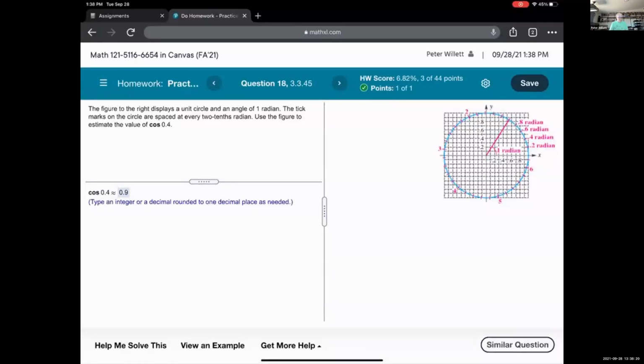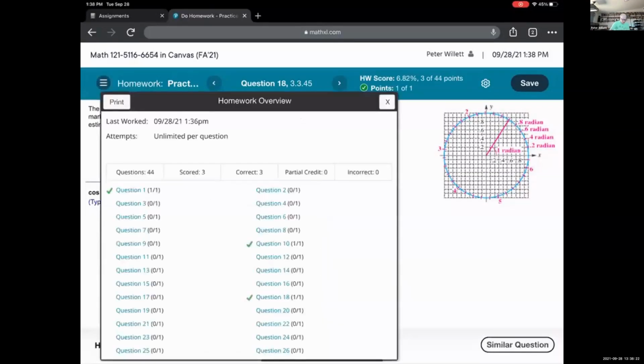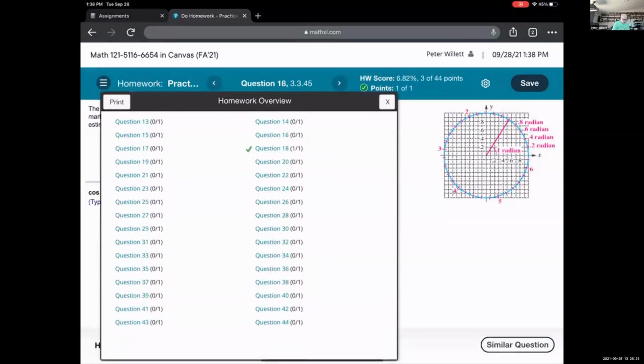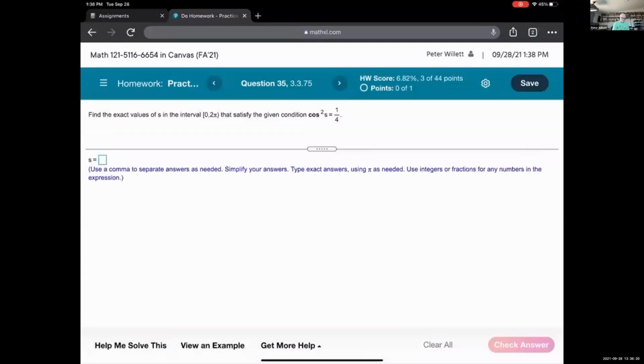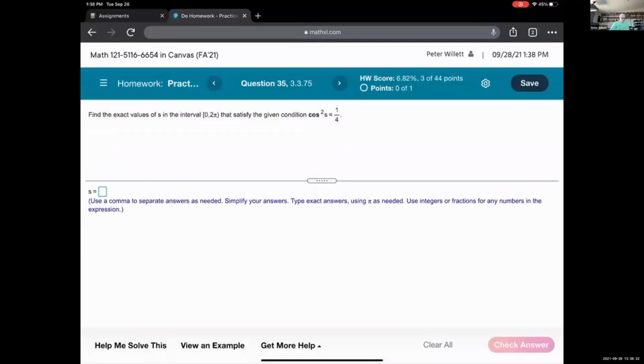All right, maybe we have time for one more at least to take a look. So let's see, you'll skip down a little bit more. What if we jump down to like 35? I don't know what's there. Let's find out. So it says, find the exact values of S in the interval 0 to 2 pi. So that means only one rotation around the circle. Satisfy the given condition that the cosine value of that S after you square it equals 1/4.